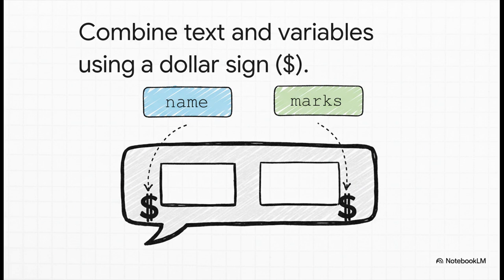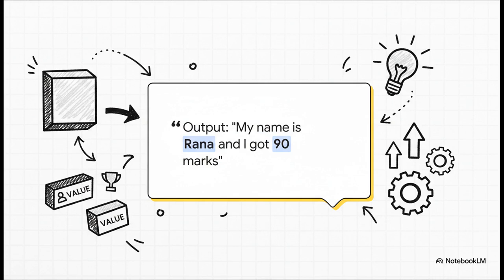We can mix plain old text with the data from our variables. We can write out a sentence, and anytime we want to drop in the value from one of our containers, we just put a $ sign right in front of its name. See that? It's called a string template. Kotlin sees that $name and $marks and automatically swaps them out with Rana and 90. And boom, there's our output.